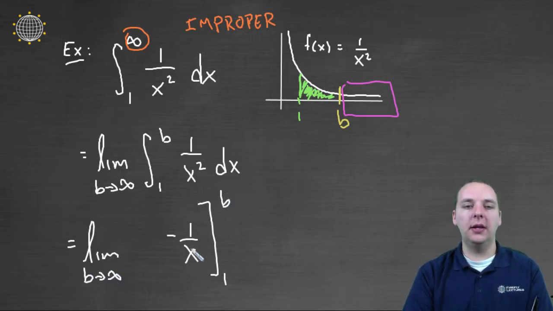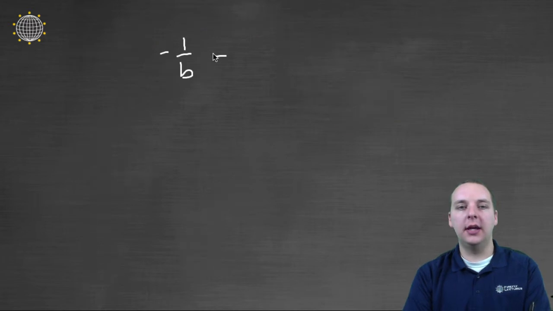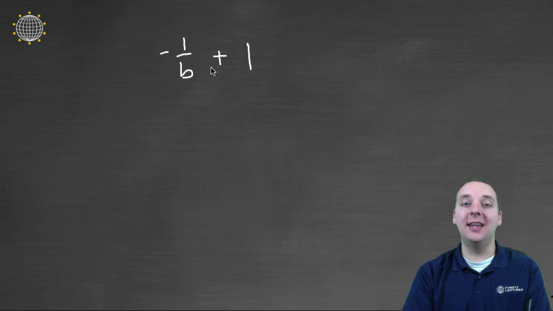All right, then we'll plug in a b and get negative 1 over b. And then minus, let's go back here, minus, let's plug in a 1 and we get negative 1. So negative makes a positive 1 in fact. There's our definite integral. Notice it still has a b in the answer as I was mentioning earlier.